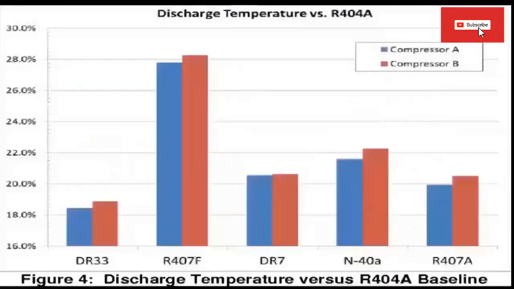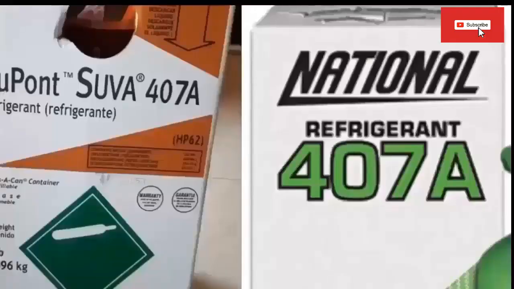The discharge temperature of R407A can be about 20% higher, for example, than that of R404A, when working with an evaporator temperature of -10 degrees Celsius, and the discharge temperature can increase much more when using R407A, for example at -20 degrees Celsius.